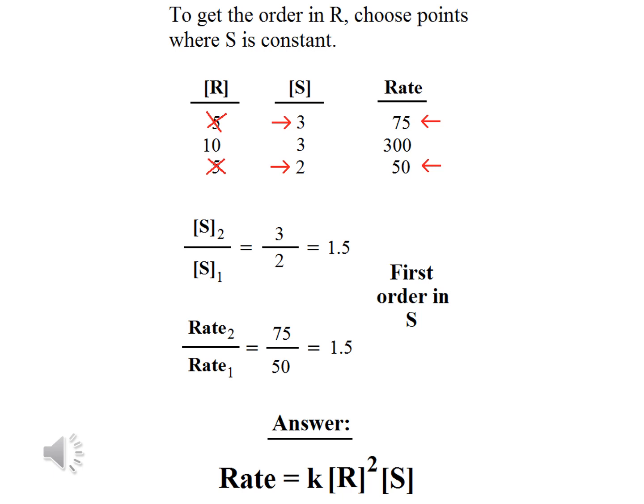In order to get the S, we have to pick the 2 points where the R is constant. If you pick any other 2 points, it won't give you a valid order for S. So if I do the 2 ratios for S, it comes out that they both change by 1.5, and that means that the reaction is first order in S. So the overall rate law is going to have a square on the R and a 1 on the S.